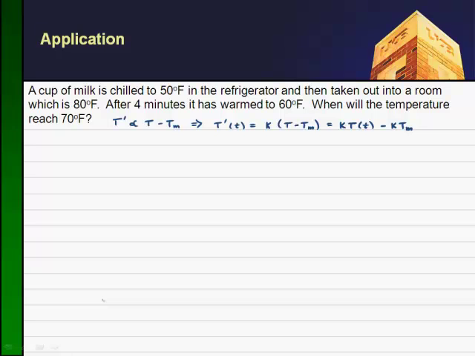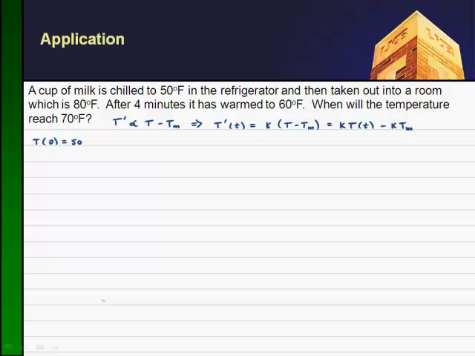So let's go ahead and pick out some information here. We said that a cup of milk is chilled to 50 degrees Fahrenheit in the refrigerator and then it's taken out, which means the temperature at time t equals 0 is going to be 50 degrees. I'll drop the F, because it's clear that any temperature will be in Fahrenheit, and any time will be in minutes.